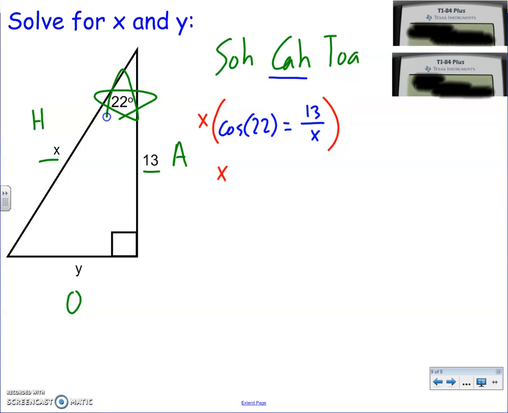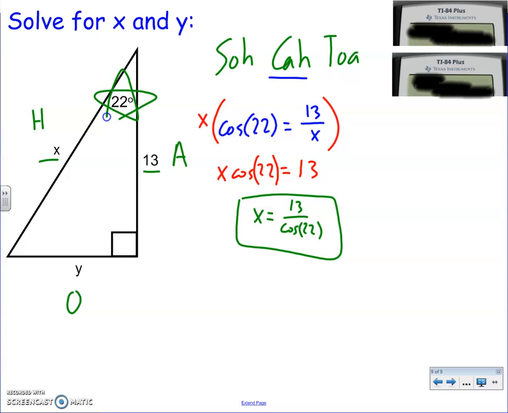So this is going to be x times cosine of 22 equals 13. You technically should put a parenthesis on here, but you don't have to. Then to get x by itself, you divide both sides by cosine 22. So x will equal 13 over cosine of 22. That's the exact answer. If you go into approximation, x is approximately 14.02.